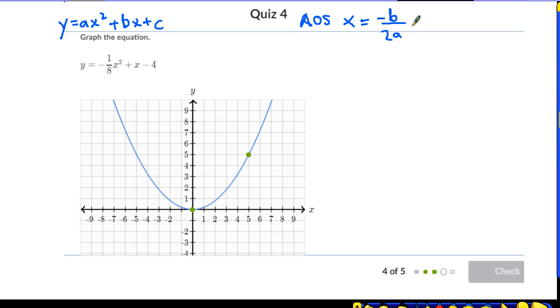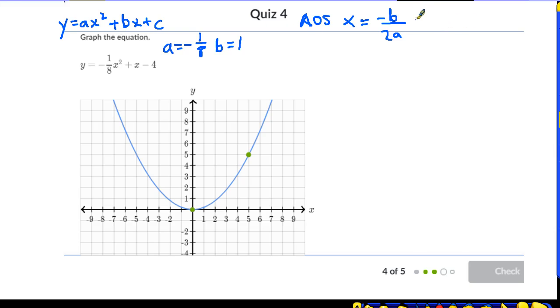So what we're going to do is this. Let's write out what a and b is. A equals the number in front of the x squared, so that's negative 1/8. And b equals the number in front of the x. What is the number in front of the x? I want you to pause the video and see if you can figure it out on your own. Okay, hopefully you and I agree that the number in front of the x is 1. And so this shouldn't be too bad.